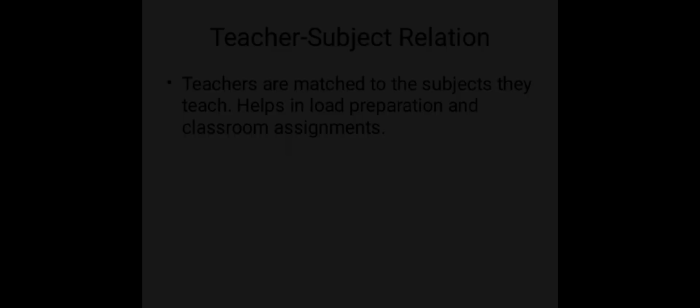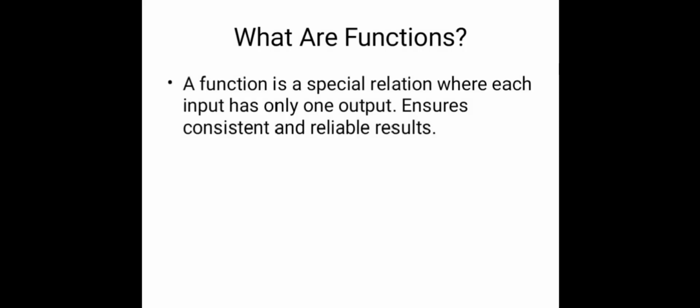And what are functions? Functions are special types of relations where each input has one and only one output. A simple example is entering a student's name into a grading system. That system will show only one final grade for that student. Functions help avoid confusion because they provide consistent and predictable results.